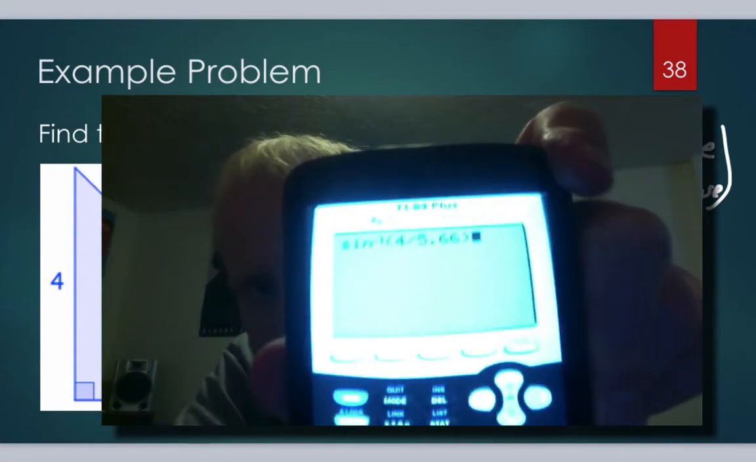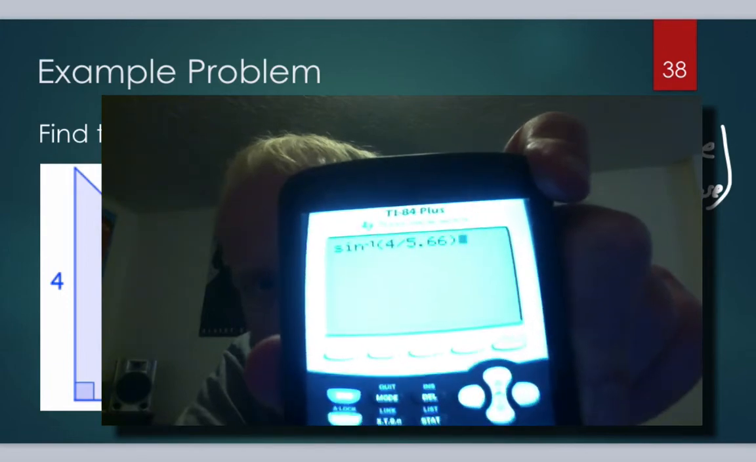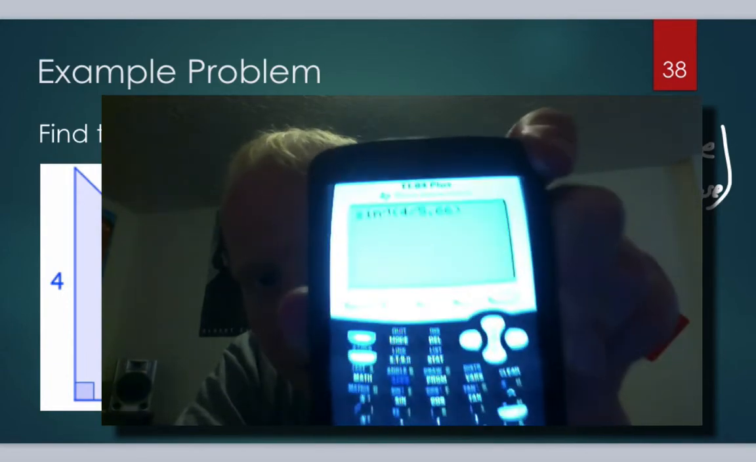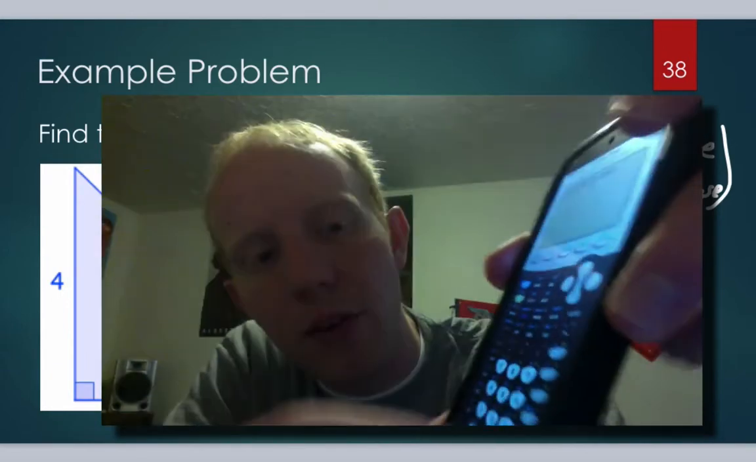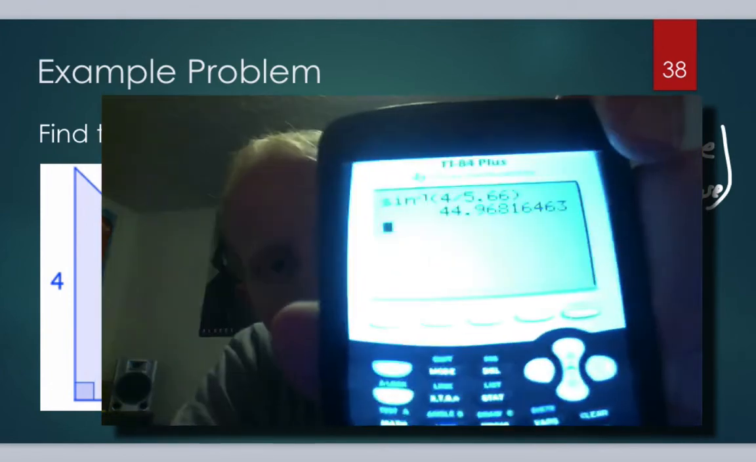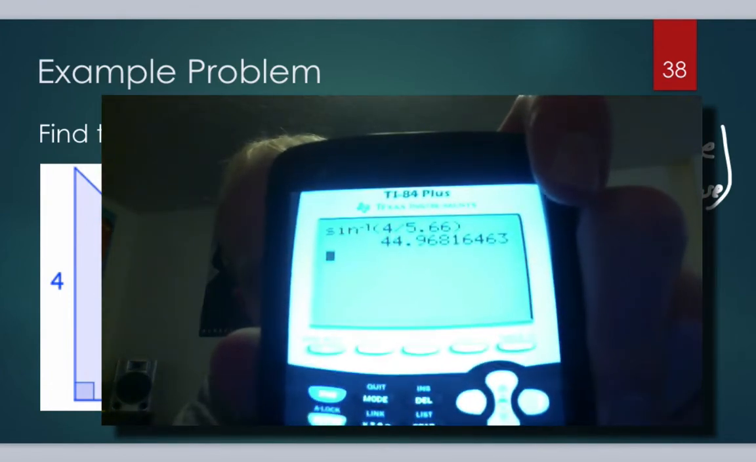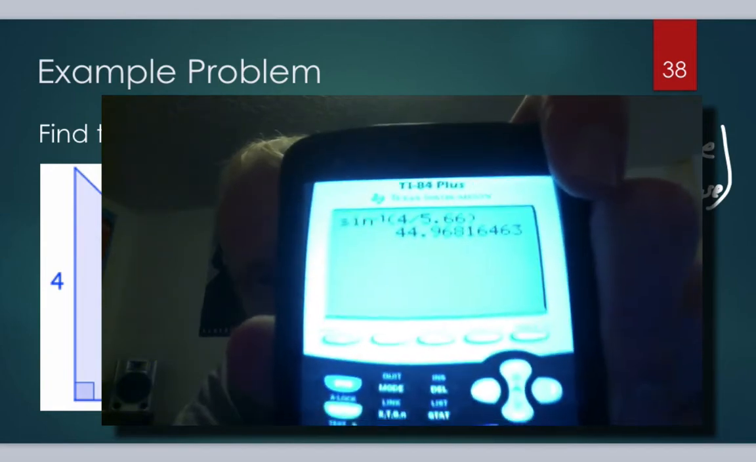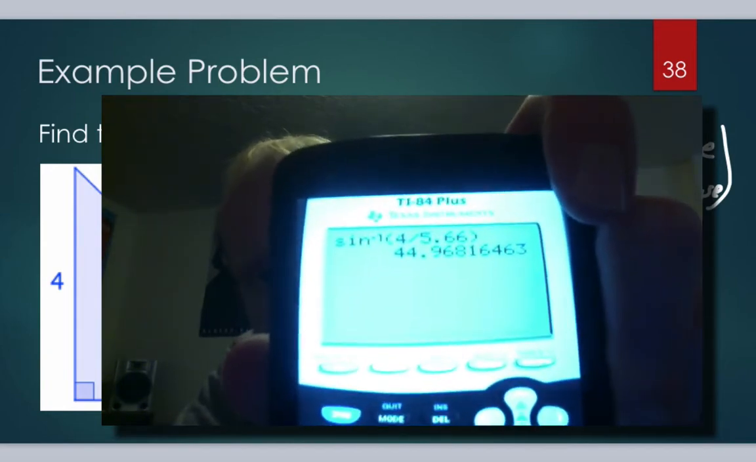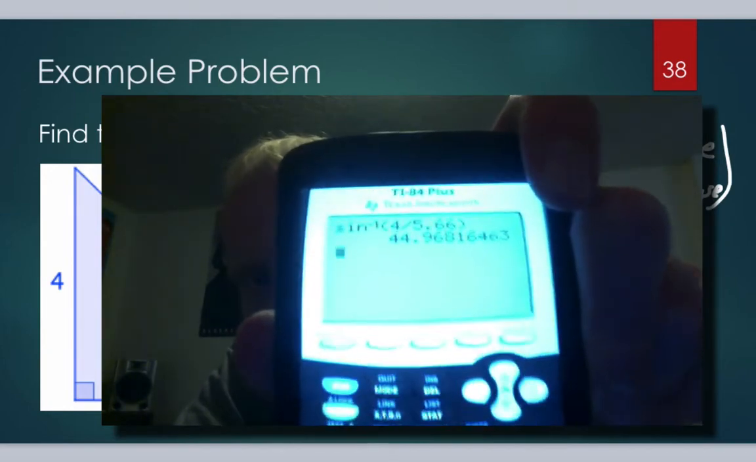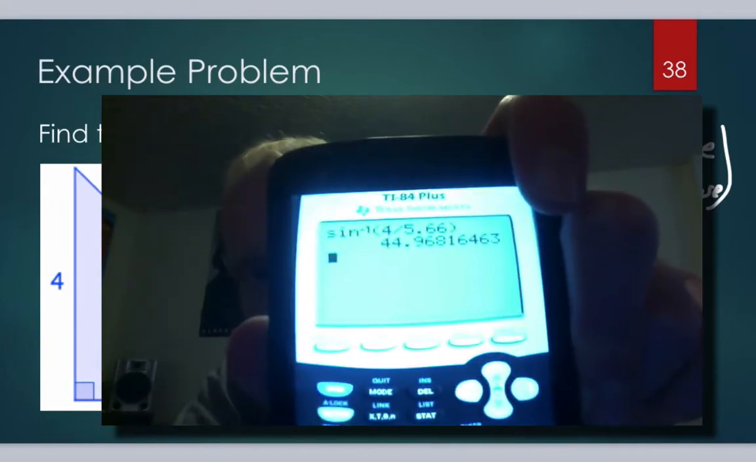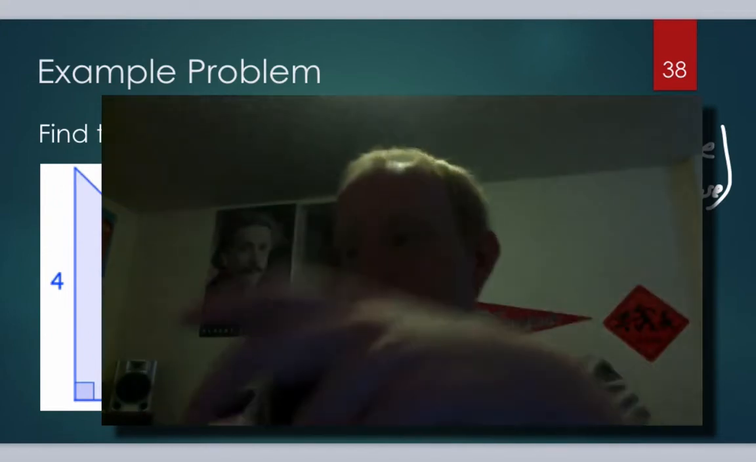And if you do that right, then you should get the value that you're looking for. Again, make sure it's in degrees. Make sure it's sine inverse, not sine. And if you press enter, that will tell you 44.968 degrees. Okay. That's the size of that angle. So we have two sides. We use an inverse trig ratio, and that gives us our angle. Okay?